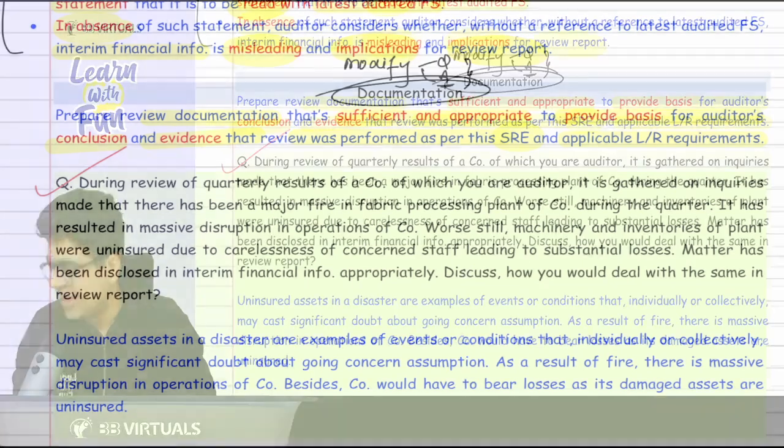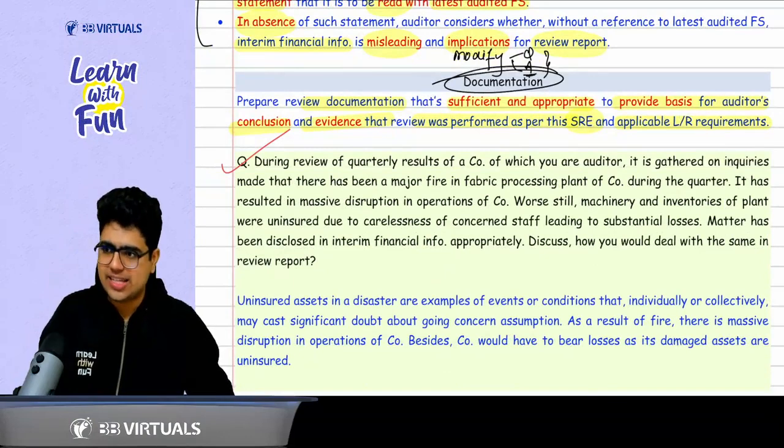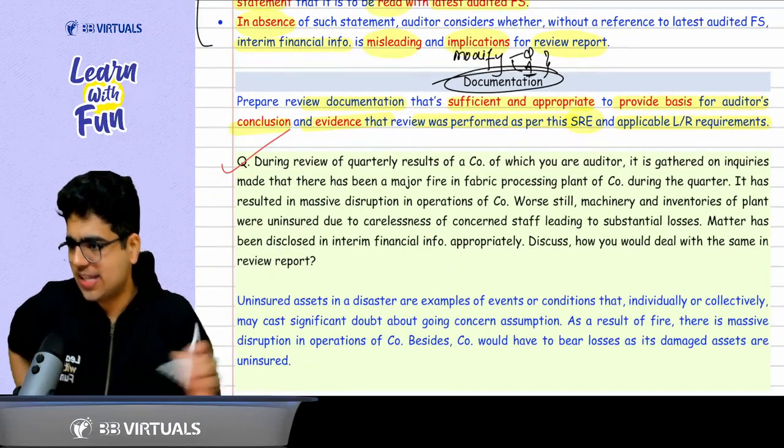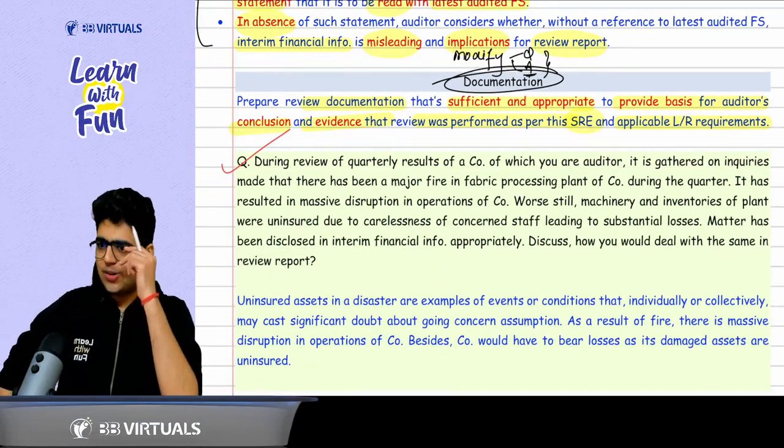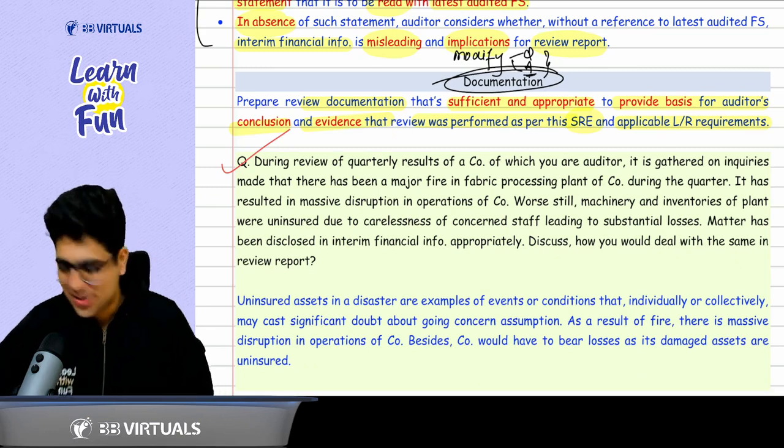Very good. Everyone giving the right answer. Sir, EOM para.